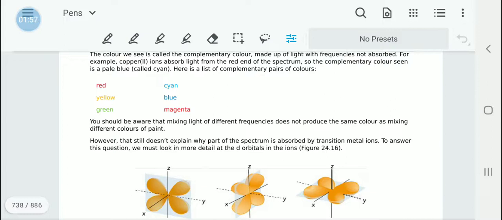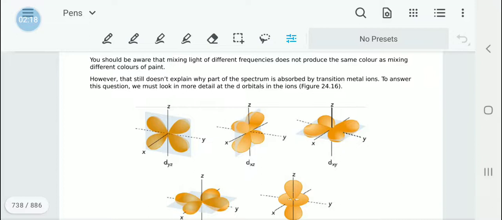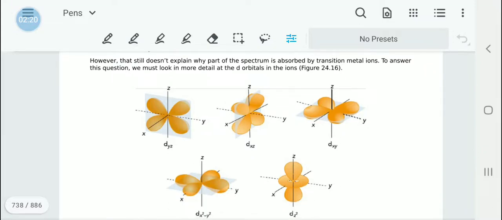But you must understand that if you mix different colors of paint, it does not actually give the same complementary colors as light. Mixing light of different frequencies does not give the same color as mixing colors of paint. But to understand why some part of the spectrum is absorbed by transition metal ions, we have to look at their d orbitals in the ions.